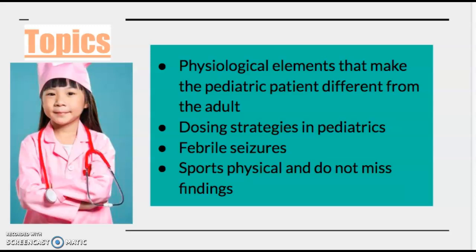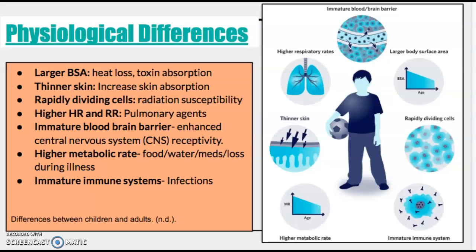The topics we'll discuss are physiological elements that make the pediatric patient different from the adult, dosing strategies in pediatrics, febrile seizures, and sports physicals, and do not miss findings related to those sports physicals. So, physiological differences. There are 7 key points to consider when thinking about the differences between children and adult patients, because children are not just little adults.